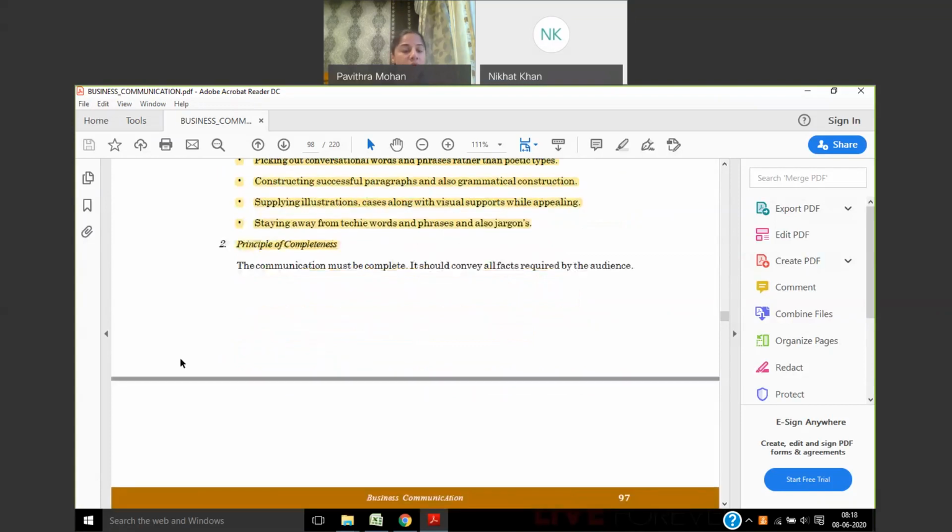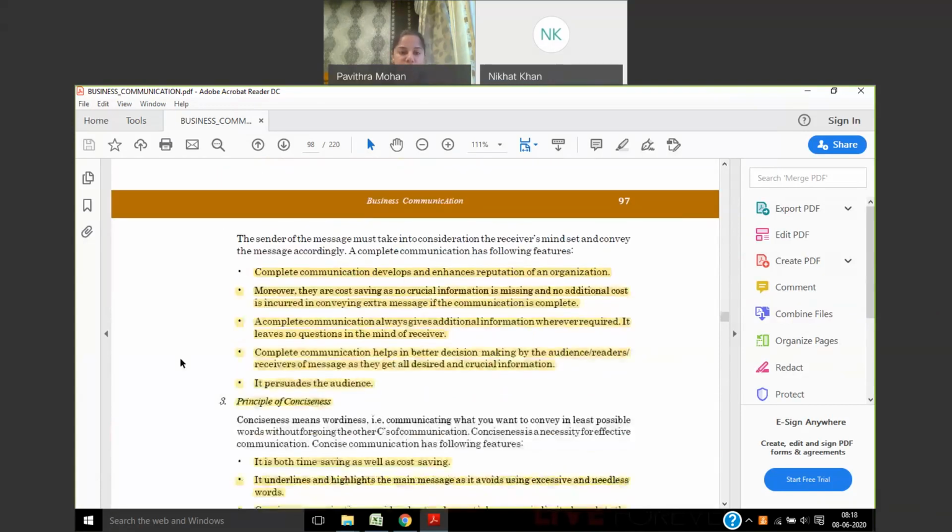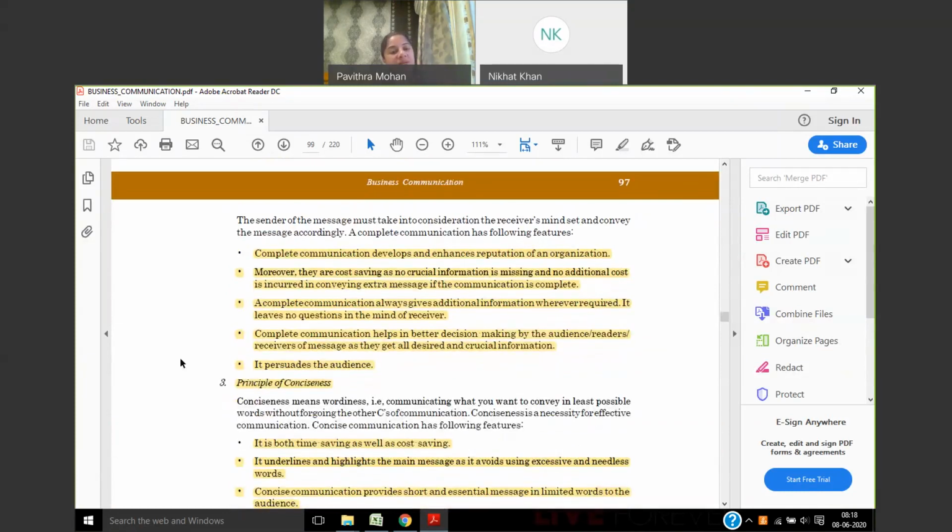Then we go with the second principle, that is the principle of completeness of information. Complete communication develops and enhances the reputation of an organization. The basic important thing to understand is, when I'm giving communication, kindly ensure all the information I know is passed across to the receiver. The receiver should understand the message the way I tried to convey it.